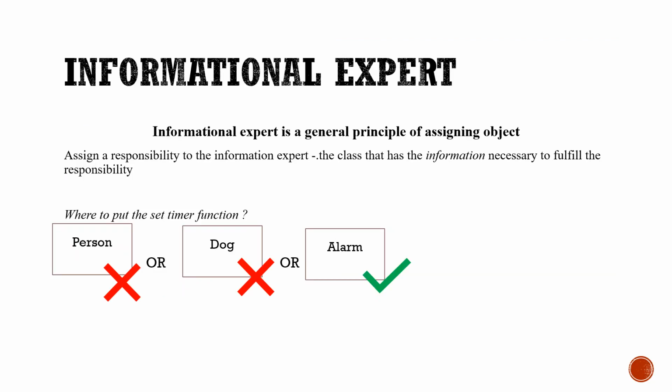The first pattern that we will discuss is information expert. Information expert is a general principle of assigning responsibility to objects. Assign a responsibility to the information expert, the class that has the information necessary to fulfill the responsibility. Now let's say we have a set timer function. So where should we put it? Of course, we put it in the alarm class. We don't need to be taught about it. Even beginners will pick it.